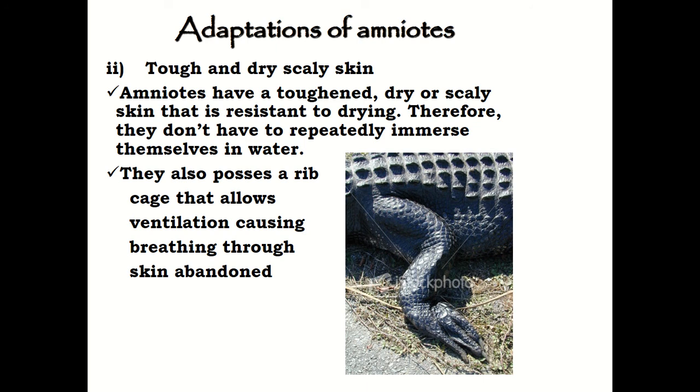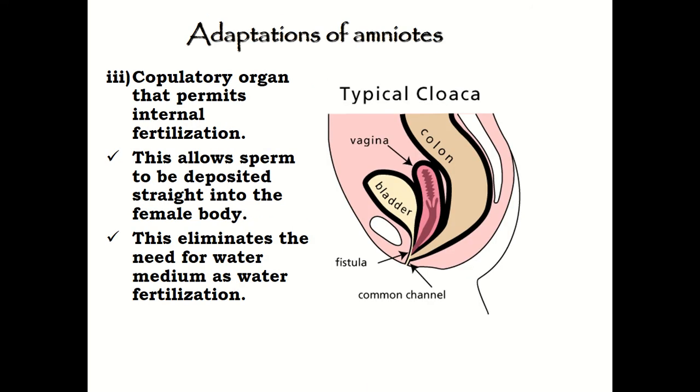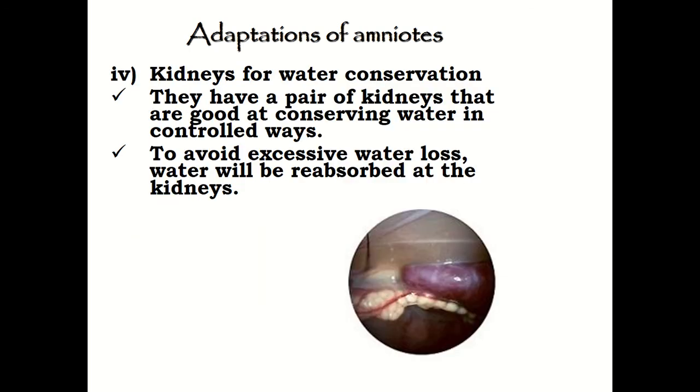Next adaptation to escape from water dependency is that they have a copulatory organ that permits internal fertilization. So this will allow the sperm to be deposited straight into the female body, and it will help to eliminate the need for a water medium for fertilization.